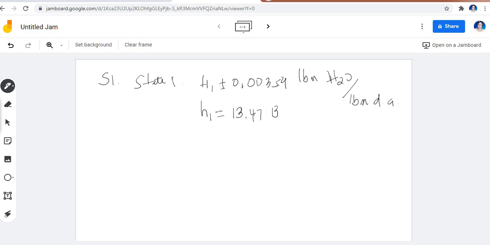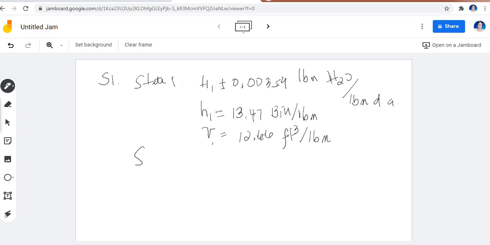This is BTU per pound mass. Then for the specific volume, I pointed out already where you're going to get this values. That's 12.66 cubic feet per pound mass. Okay, so this is for our state 1.